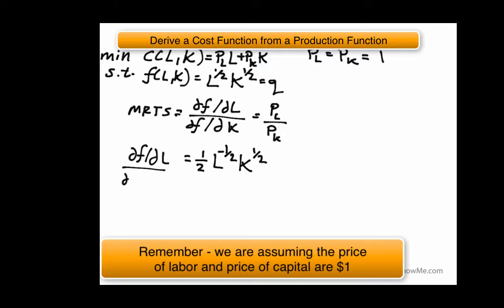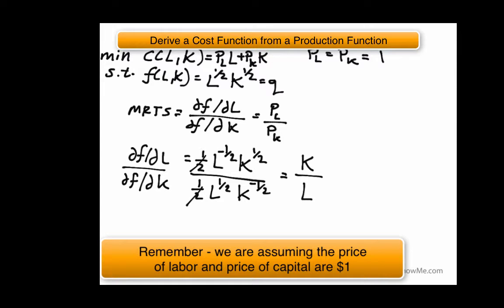And then I take the derivative of F with respect to K, and that's going to get me, again, 1/2 L to the 1/2, K to the negative 1/2. The 1/2s will cancel, and I can move the negative powers up and down respectively. So I move the K to the negative 1/2 to the top, and I get just K on top. And same thing with L, I move it to the bottom, and I get L.